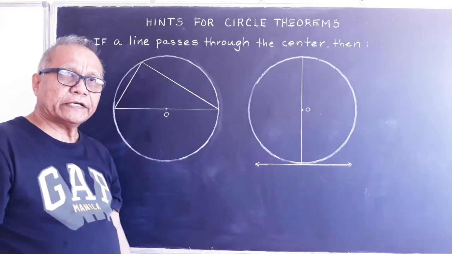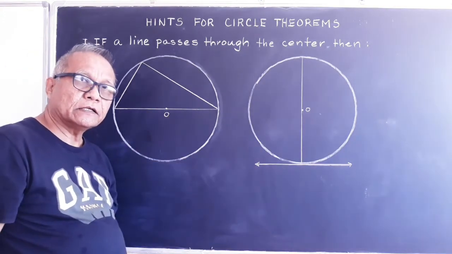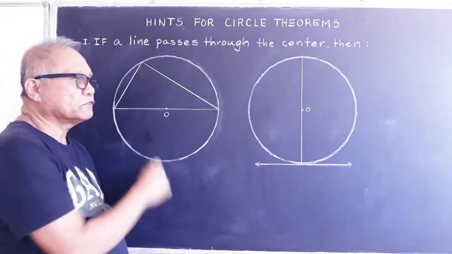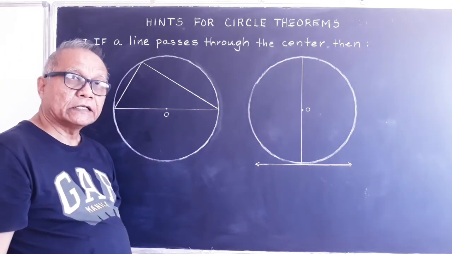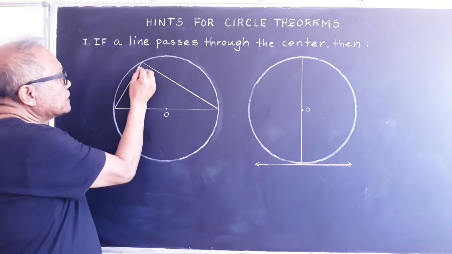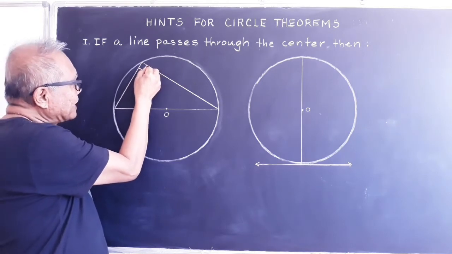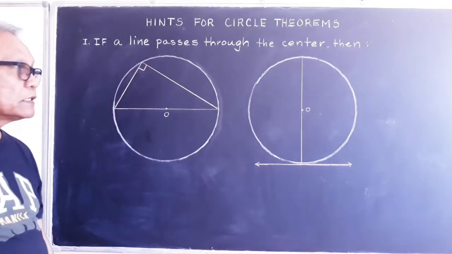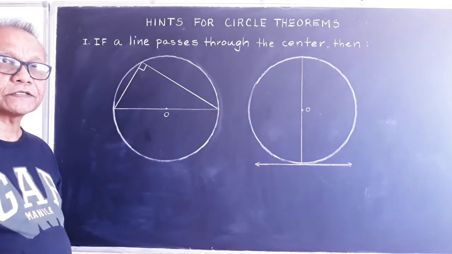Usually when we see the diameter of our circle, we have a triangle there, and that triangle is a right triangle. So we'll place here the symbol of perpendicularity. It means that that angle is 90 degrees.